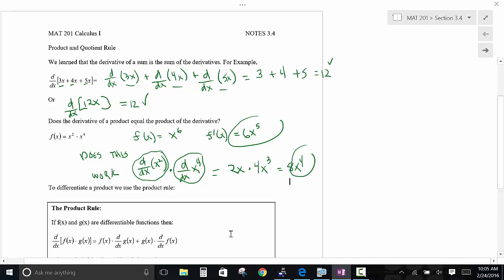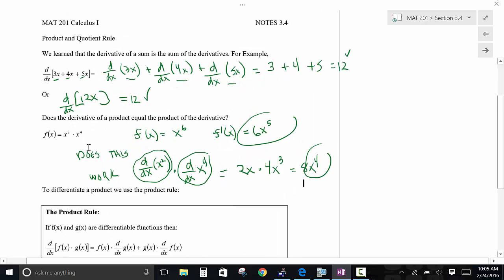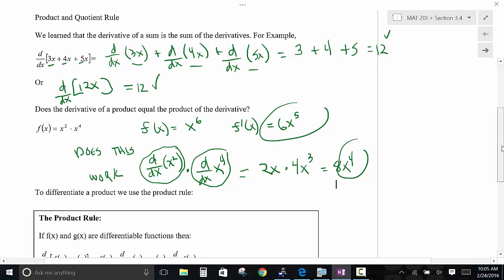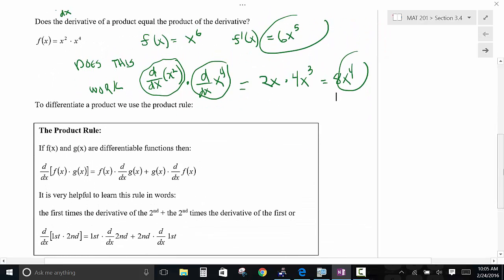So if you have sums, it's okay to just do the derivative of each part. That's fine. But if you have a product, you can't do the derivative of each and multiply. It does not work. So what we have is what's called the product rule, that I'm going to introduce you to today and show you how this works. This is going to be a fundamental rule that you're going to use so often that you're going to have to memorize this.